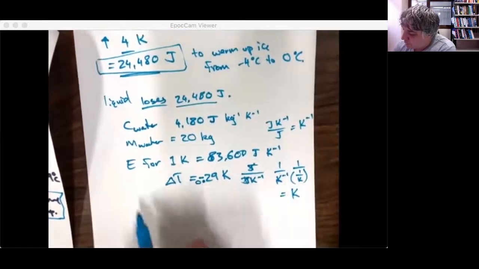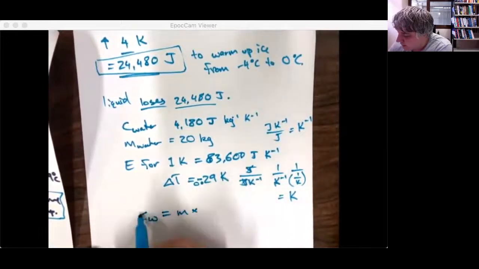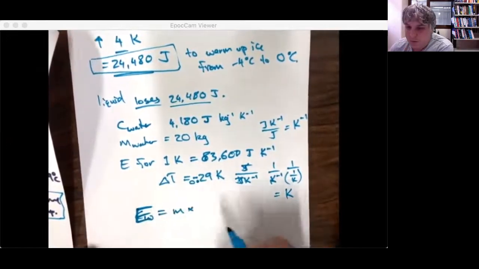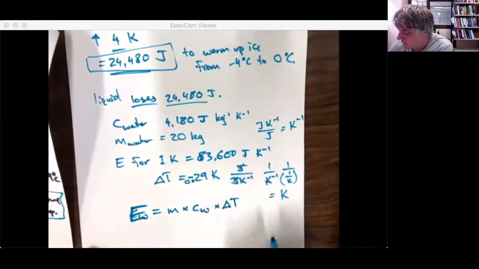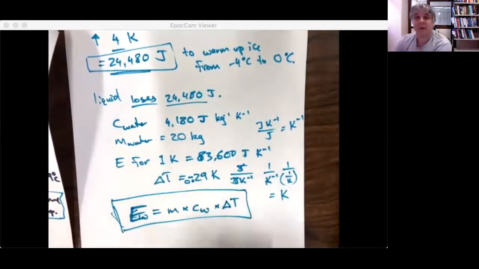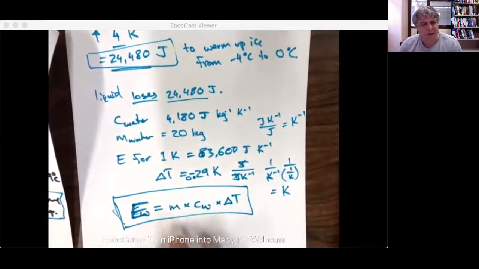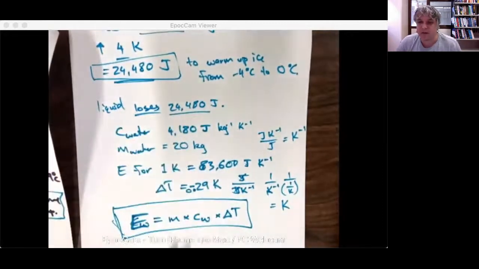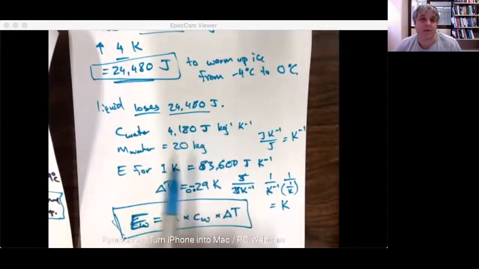But the actual formula is that energy is equal to the mass times the specific heat capacity times the change in temperature. So if you wanted to use that formula, you can, but as I said, you can usually just think about it. The reason I didn't start my problem with that formula is that you don't really need it. If you think about what specific heat capacity means, you can pretty much figure out these problems.